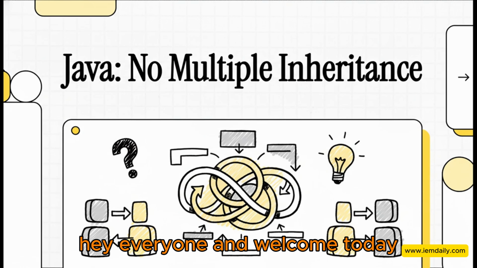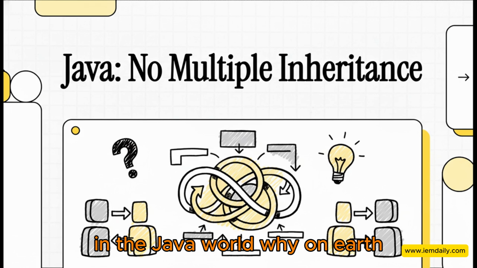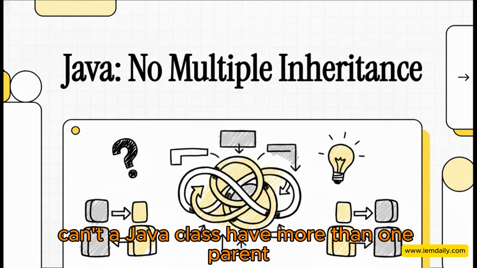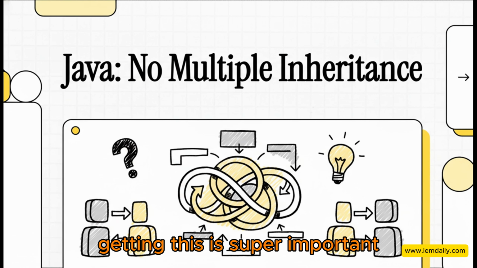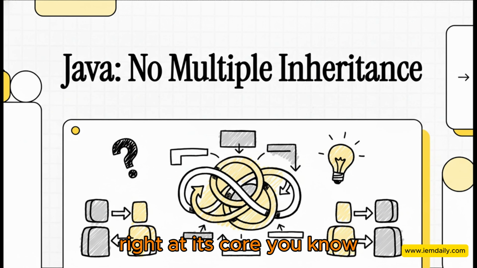Hey everyone, and welcome. Today we're going to dig into one of the biggest and most common questions in the Java world. Why on earth can't a Java class have more than one parent? Getting this is super important because it really shows you what Java is all about right at its core.